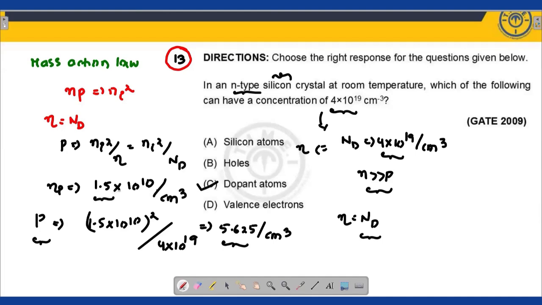Very, very important: the concentration he has given is for an N-type at room temperature, 27 degrees. So in N-type, N equals ND. If it is a P-type semiconductor, I told you P equals NA. Leave it apart, I'm not taking that part. Since it is an N-type semiconductor, like that we need to solve the problem. This is question number 13.